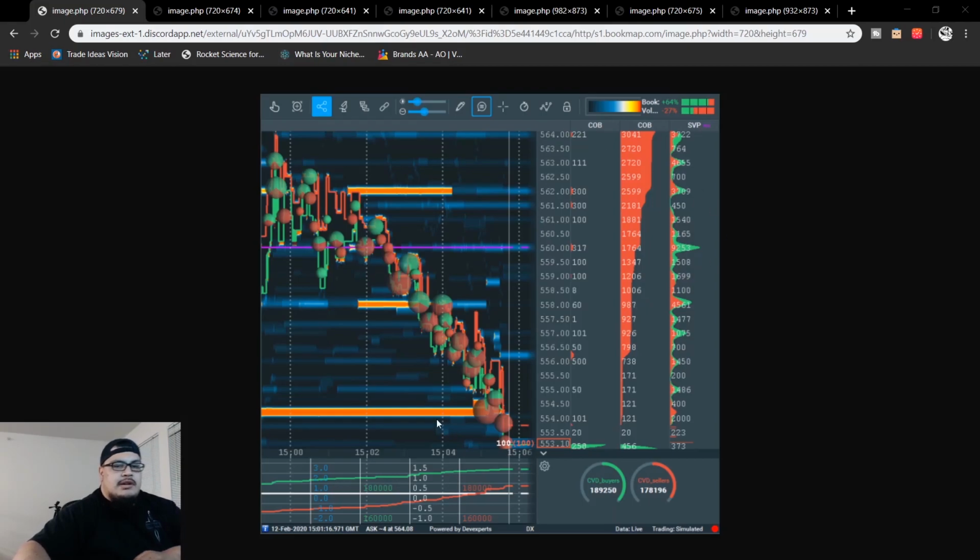So this is Bookmap here, guys. This is a program called Bookmap. You could actually purchase this. It's a very nice software. It's a little pricey, if I may say so myself. I believe it's about $175 a month.